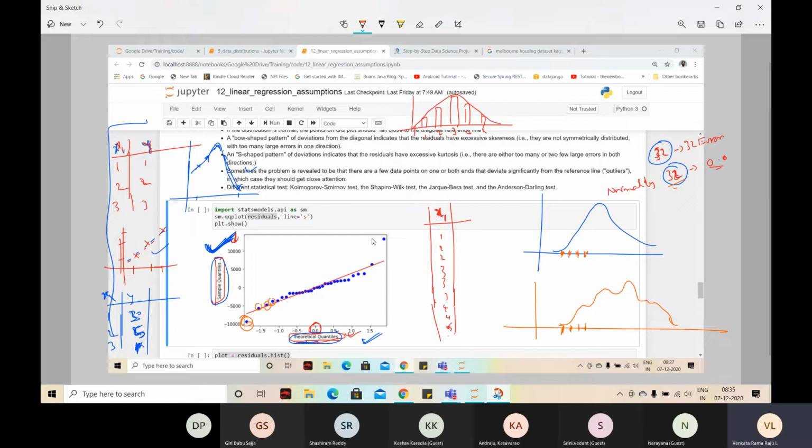Now you understood what a quantile to quantile plot is, but the point you need to remember is it should form a straight line. These dots should form a straight line. If they are not forming a straight line, or if they are forming a bowl shape, either concave or convex, that means skewness is there in the error term. And if it is forming an S shape, kurtosis is there. If S shape kurtosis, if the center number is 0, then it is good, because most of the errors are coming close.